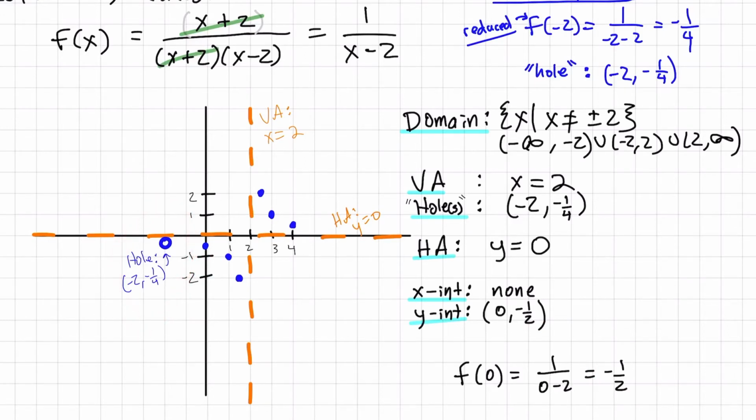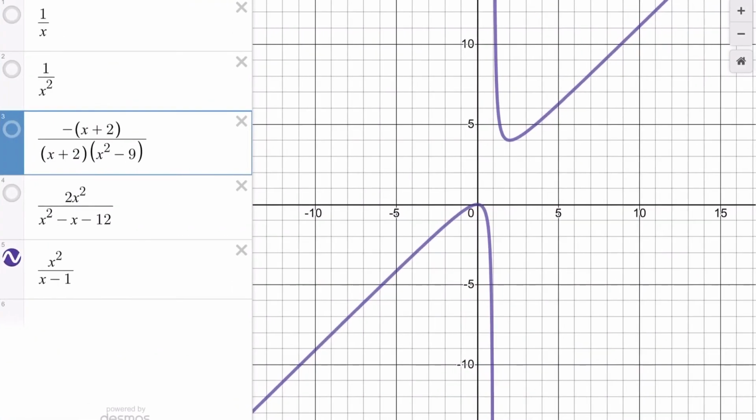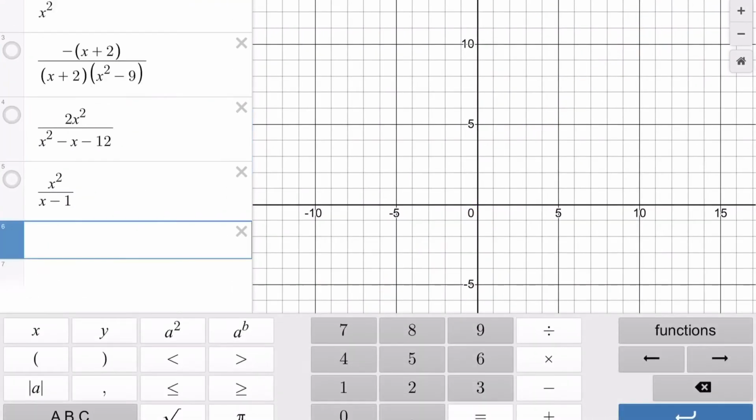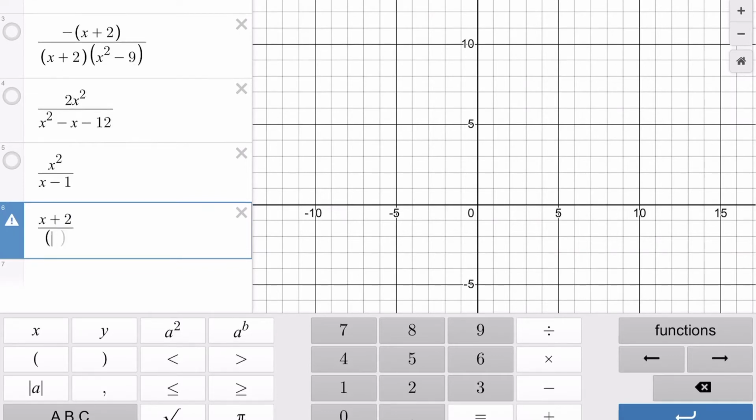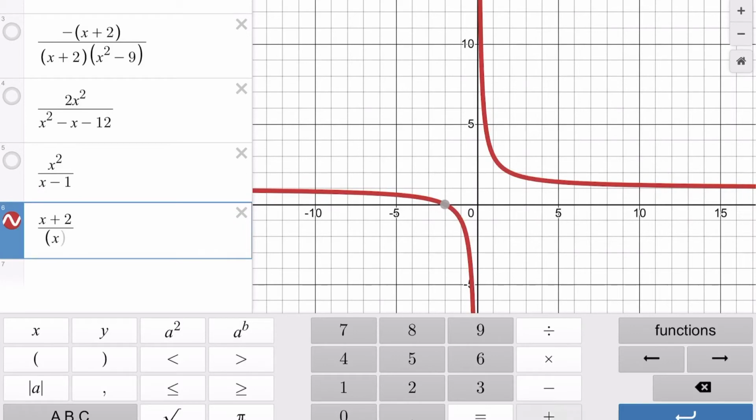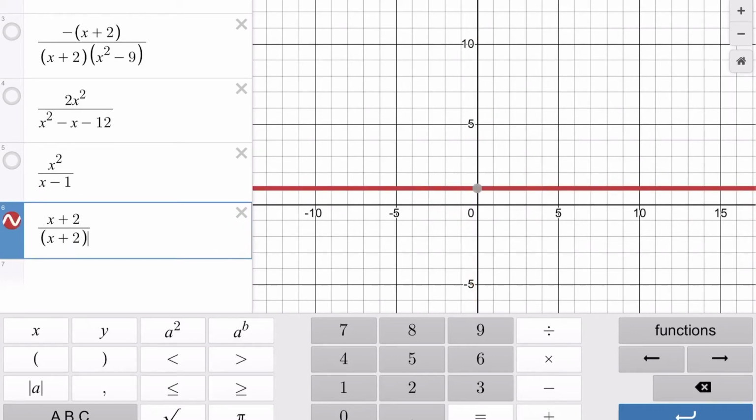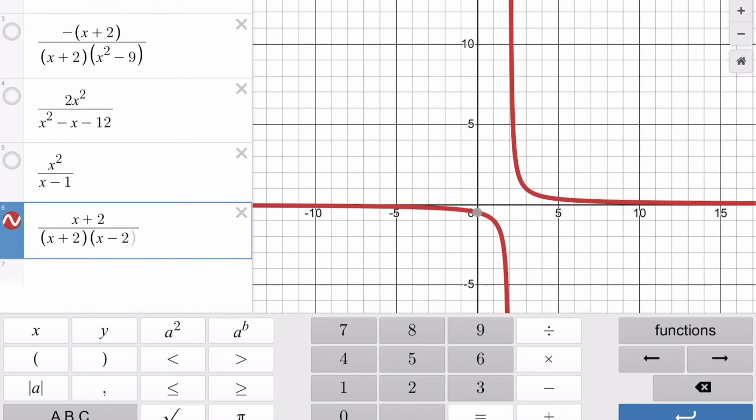I'm going to actually jump over to Desmos again, and I'm going to type in this function. So I'm going to have x plus 2 over, in parentheses, x plus 2, times x minus 2. All right, so here is our function.